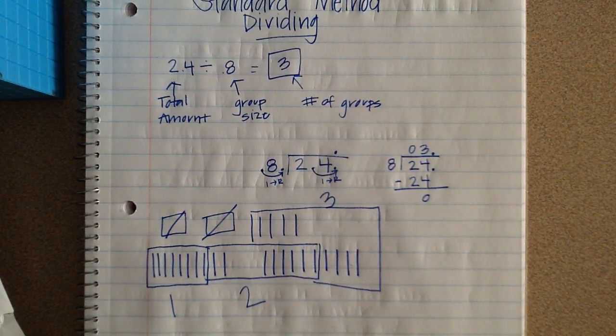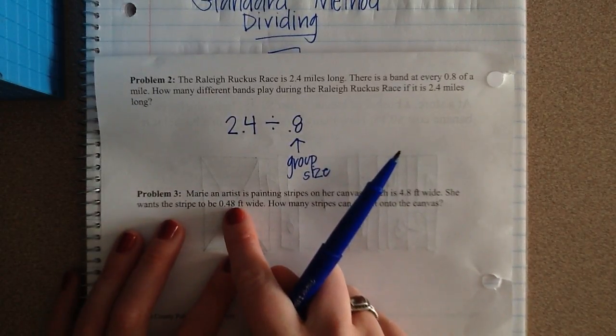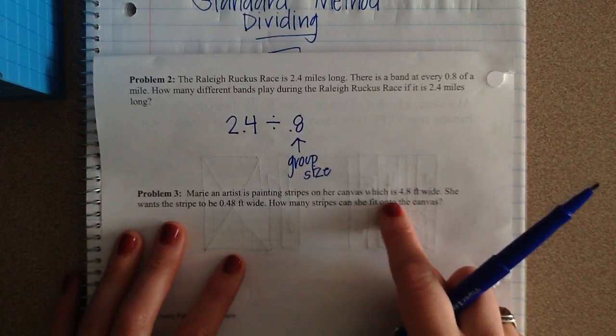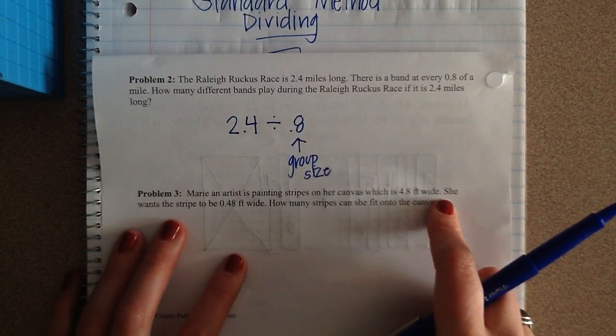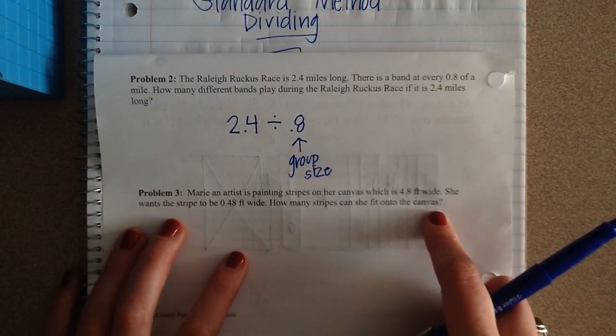Next, we have this problem here. Marie, an artist, is painting stripes on her canvas, which is 4.8 feet wide. She wants the stripes to be 0.48 or 48 hundredths feet wide. How many stripes can she fit onto the canvas?